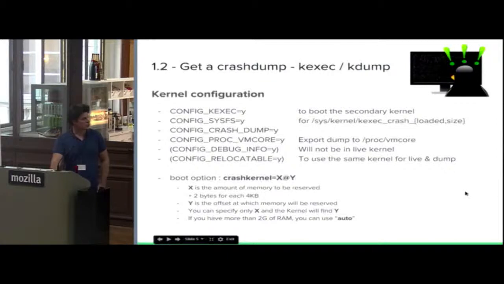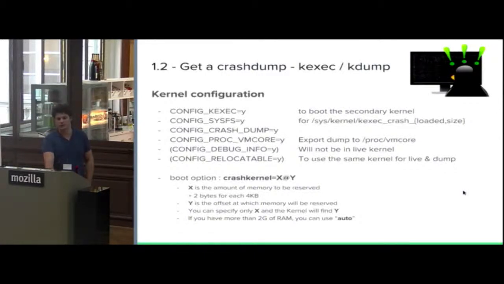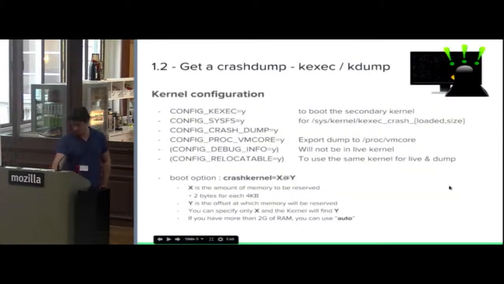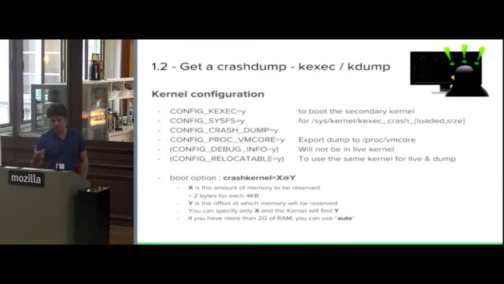So you have a bit of configuration to do. For the kernel, most options are already enabled in recent versions of the kernel, and also in the kernel versions provided by Debian, Fedora, Red Hat, whatever. And with this option, crashkernel, it's the amount of memory you have to reserve at the beginning of the memory. So it's memory that your system won't be able to use. It's practically lost memory for the system, for the host side.